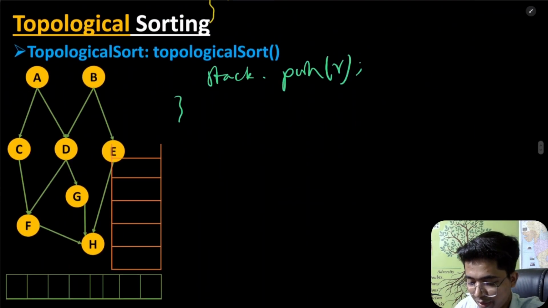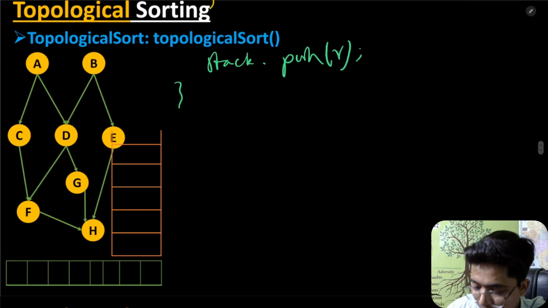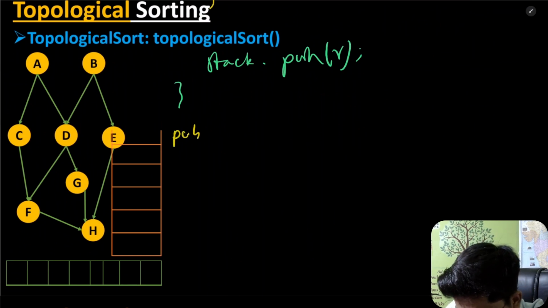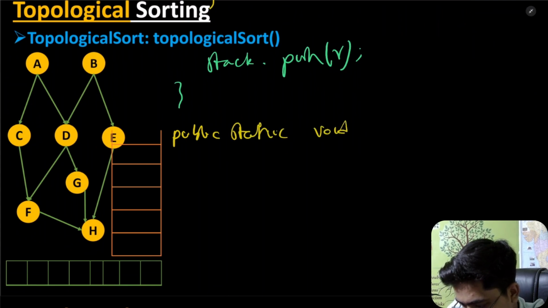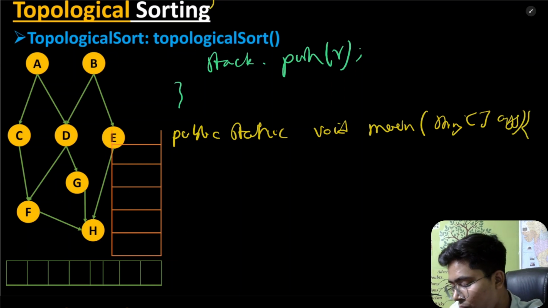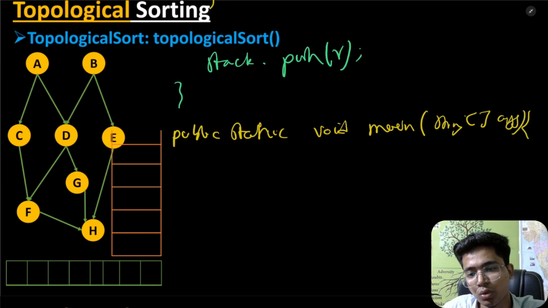After all the functions have been written, we'll write the driver function, the main function. So public static void main, and it takes String args.